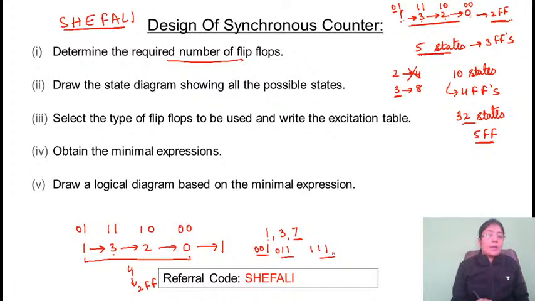It is not dependent on the number of ones. It depends on the number of bits. What if it is 1 0 1? Then will you be taking 2 flip-flops? Obviously not. So it is not dependent on the maximum number of ones. In this case, the number of ones are 2, but how many flip-flops are required? 3 flip-flops are required.